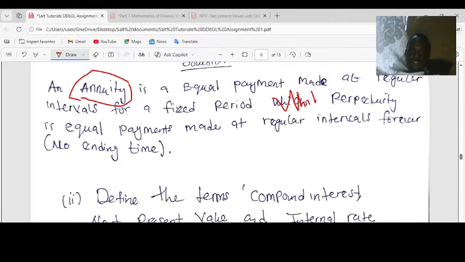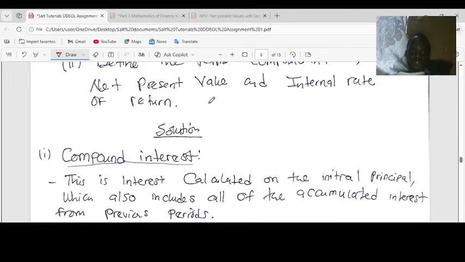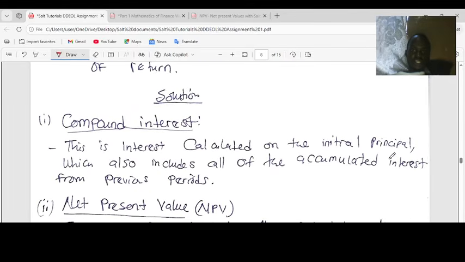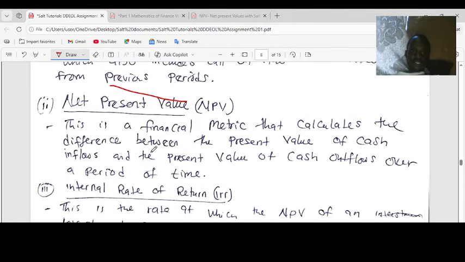It takes forever in most cases. I think we've defined what compound interest is. Compound interest is interest calculated on the initial principal, which also includes accumulated interest from the previous period. I think we've defined that. Now there is another concept, these two.